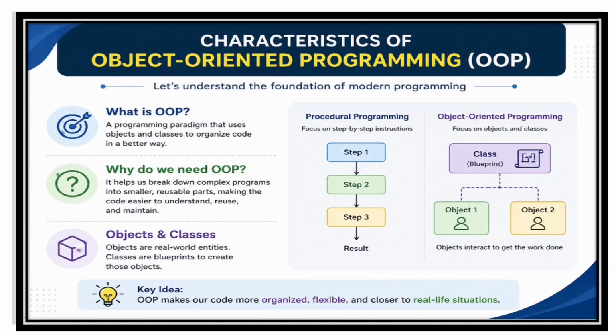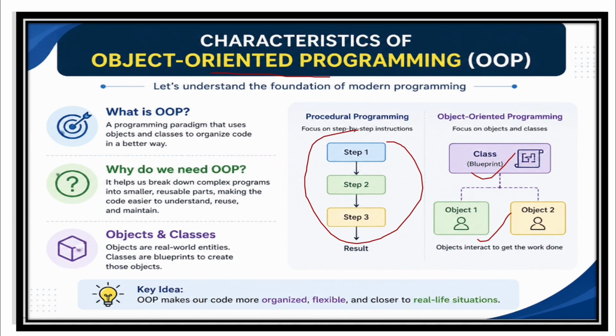Alright, enough talking, let's dive straight into today's exciting video. In today's video, we are going to talk about characteristics of object-oriented programming. So in object-oriented programming, we don't just write code as a list of steps like we usually do in procedural programming. Instead, we use objects and then classes to organize our code in a better way. This actually helps us relate programming to real life situations.